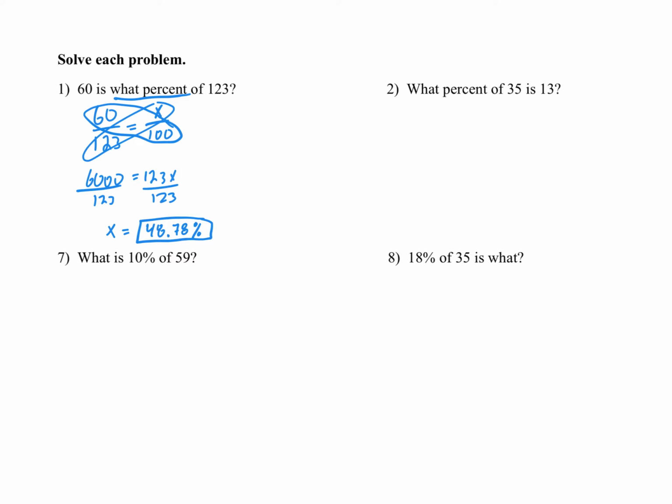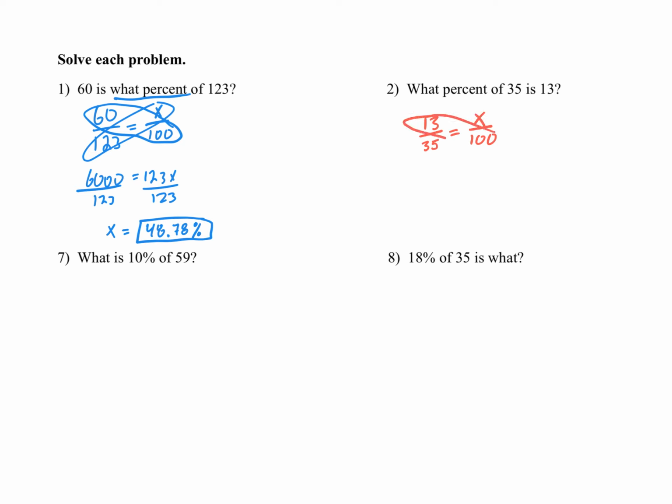Here's another one similar to that. This is number 2 off your homework. It says what percent, so again we're looking for the percent, of 35 is 13. So of 35, this is the big number, the whole, and is 13, so this is going to be the part. So we're going to say 13 over 35 is equal to some percent over 100. So again, we're looking for the percent.